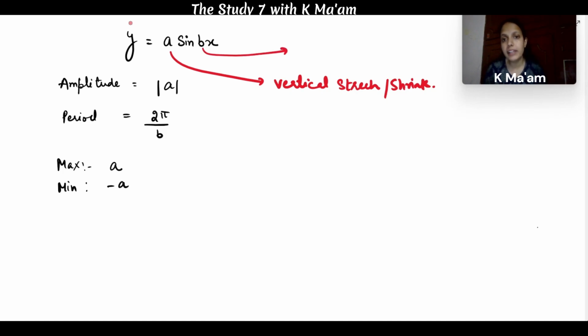B will tell you the horizontal stretch and shrink. If b is greater than 1, then it is a horizontal shrink by factor 1 over b. If b is between 0 and 1, then it is a horizontal stretch by factor 1 over b. Okay, these are the transformations of the basic function sine x. Same thing for cosine x.